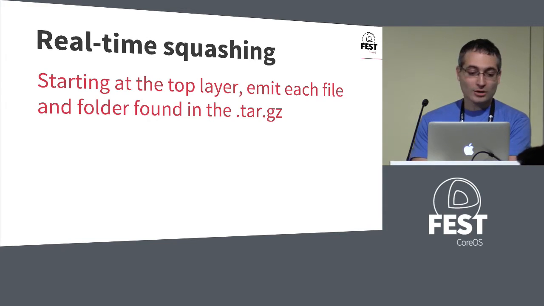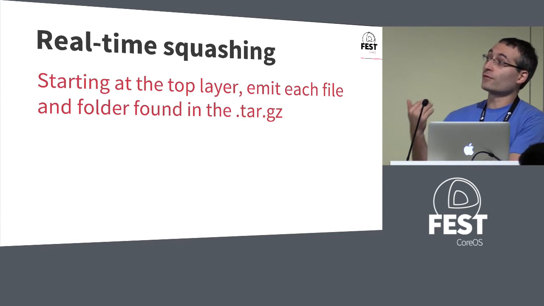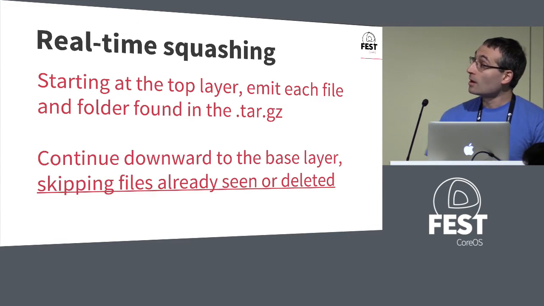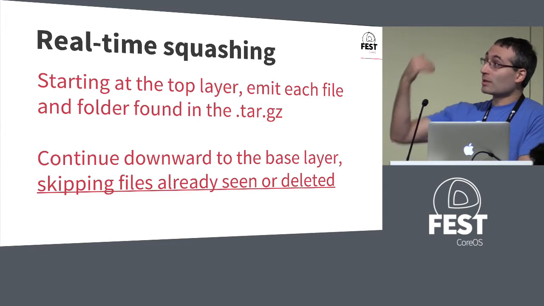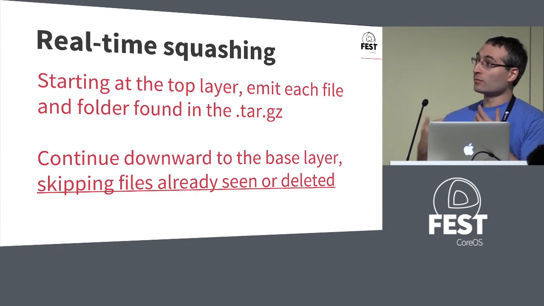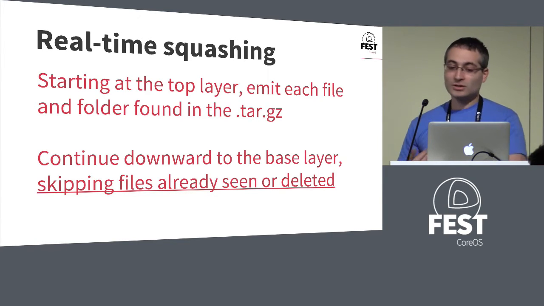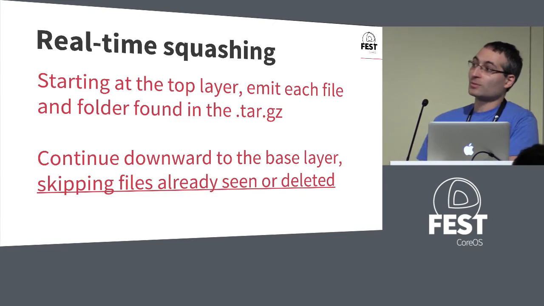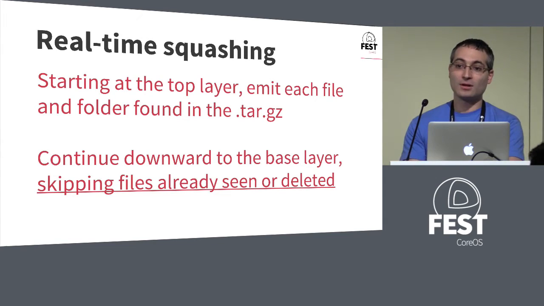So for real-time squashing, we start at the top layer, and we emit each file and folder found in the tar gzip for the blob of that layer. We then continue downward all the way to the base layer, and we skip all files that have already been seen or deleted. This is a nice property because we're sending less data over the wire. So we're not only saving HTTP round trips, but we're also saving bytes that we're sending across.